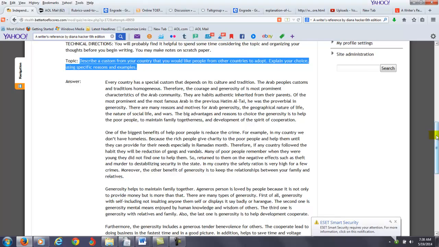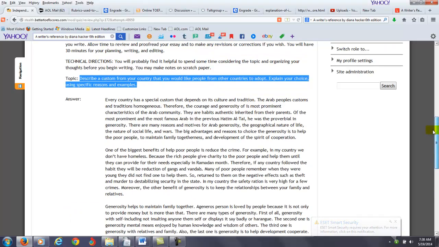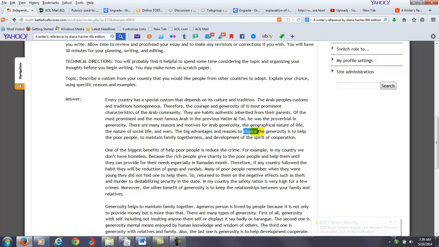Now, the first thing I want to do is to check your organization. So it looks like you have a thesis: there are many reasons and motives for Arab generosity, the geographical nature of life, the nature of social life and wars, the big advantages and reasons. You want to say here to choose, not choice. The generosity is to help the poor people, to maintain family togetherness, and to develop. You need to use a verb here, not a noun. And to develop the spirit of cooperation.